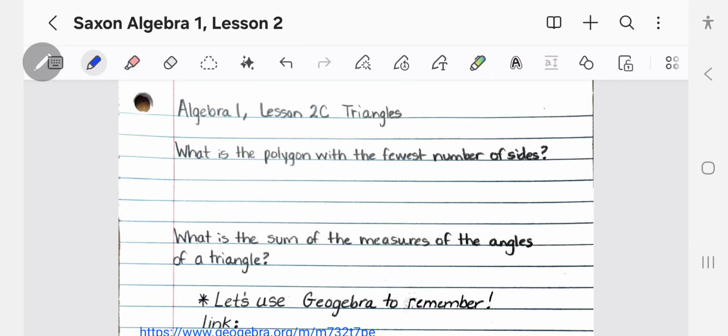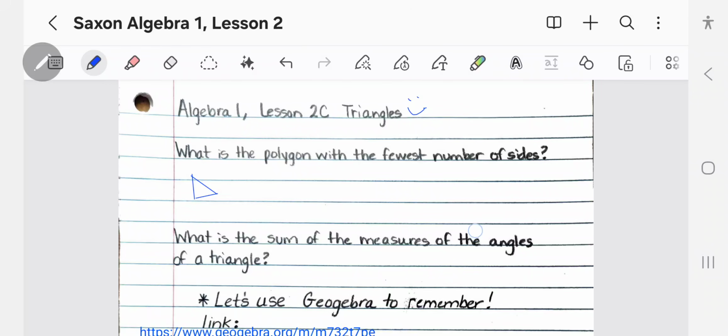What is the polygon with the fewest number of sides? Can I have a one-sided polygon? Well, it wouldn't be closed. Can I have a two-sided polygon? It also would not be closed. A three-sided polygon. So, yes, you guessed it. It's a triangle. The polygon with the fewest number of sides is a triangle.